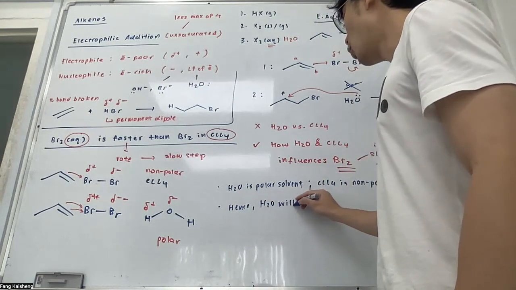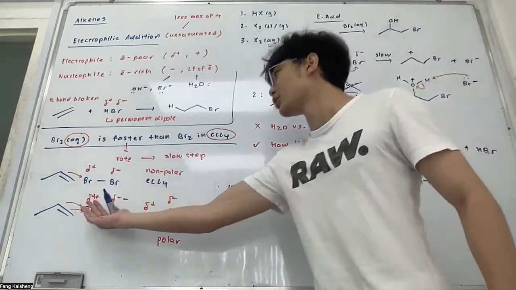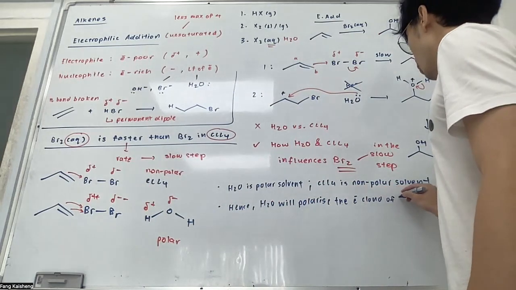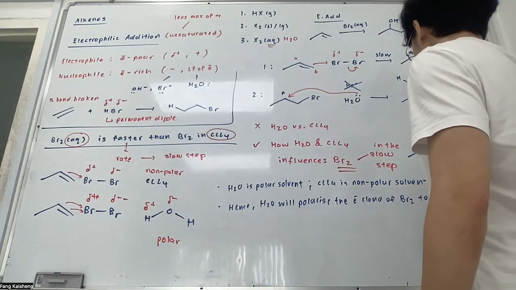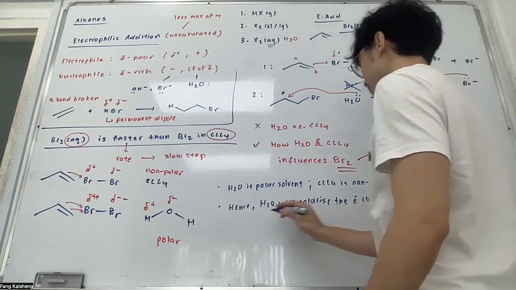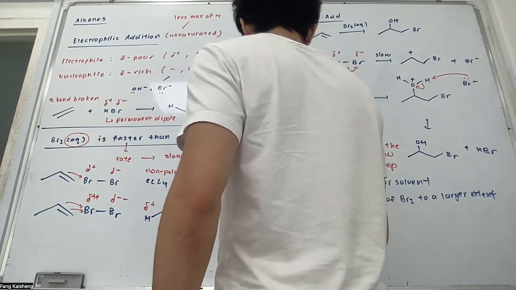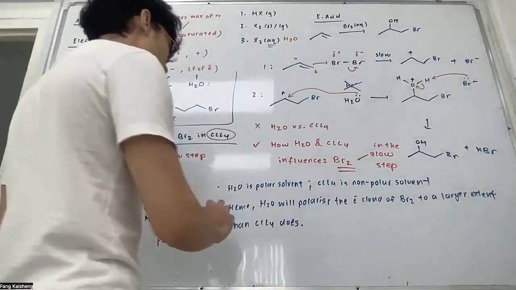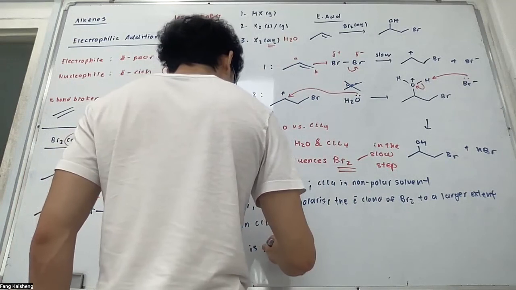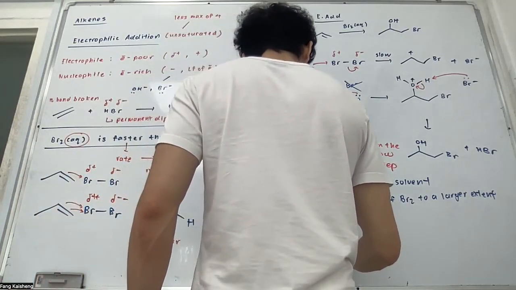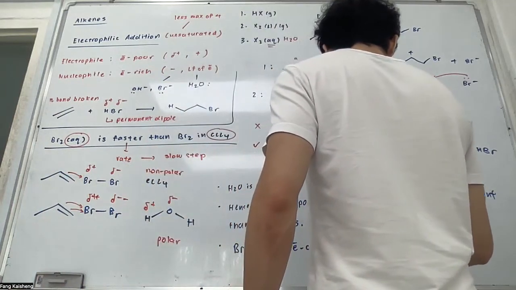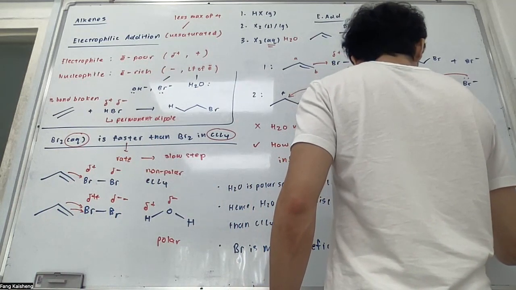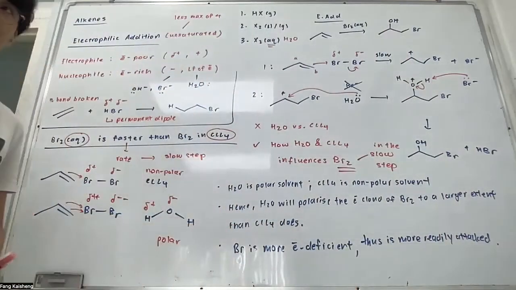water will polarize. That's the word for repelling the electrons to one side. Okay, it will polarize the electron cloud of bromine to a larger extent than with CCl4. Since it's more polarized, we already said the Br is more electron poor. So the Br is more electron deficient. Thus, it is more readily attacked by an alkene.